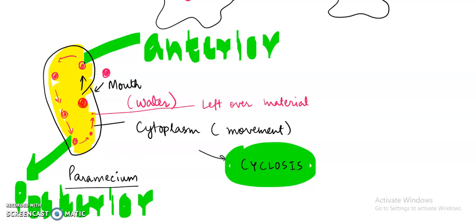So amoeba and paramecium, being unicellular, still show differences in their nutrition. I hope this is understood by everyone.